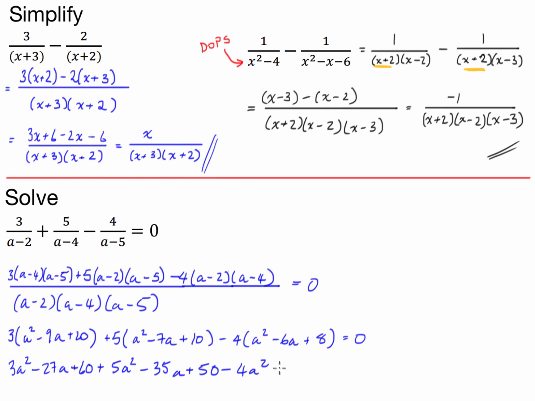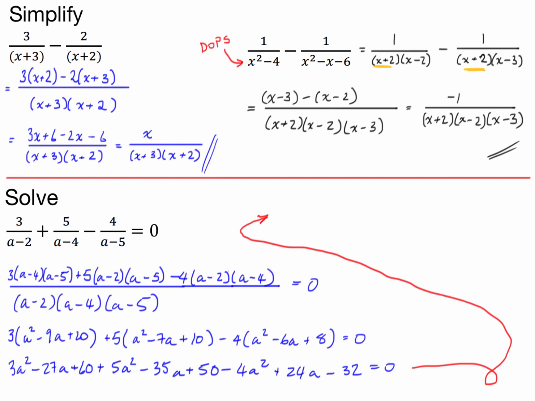Minus times a minus is a plus 24a minus 8 fours are 32 equals 0. Now we're going to combine our like terms. So I'm going to move this up here.